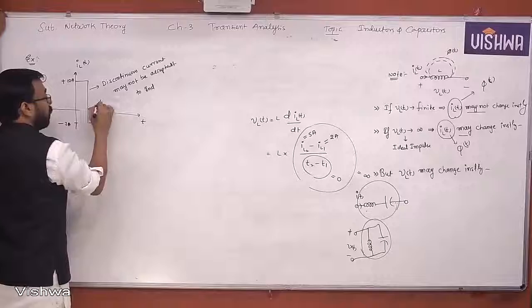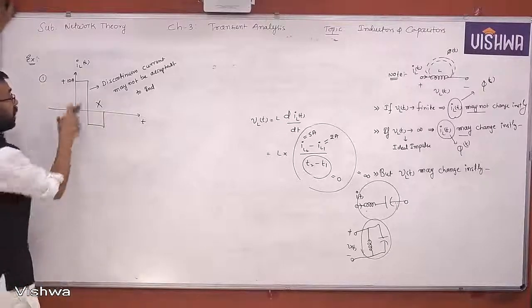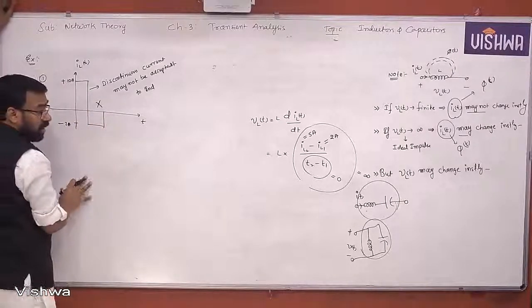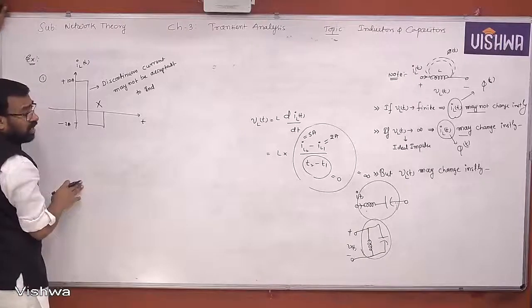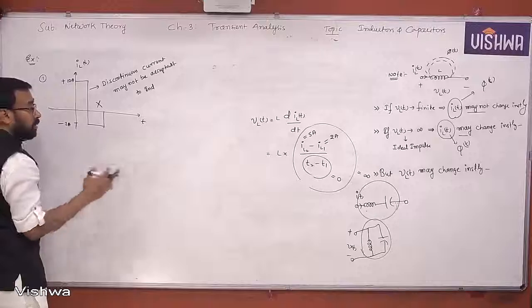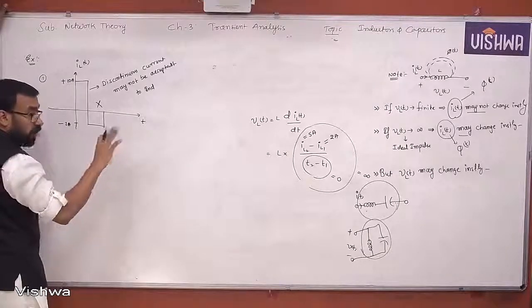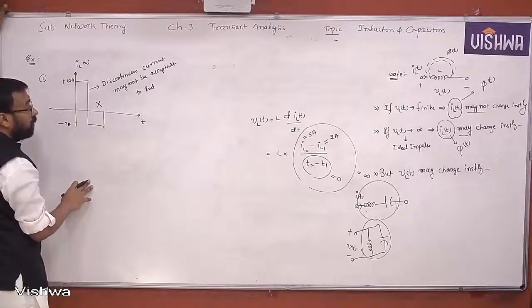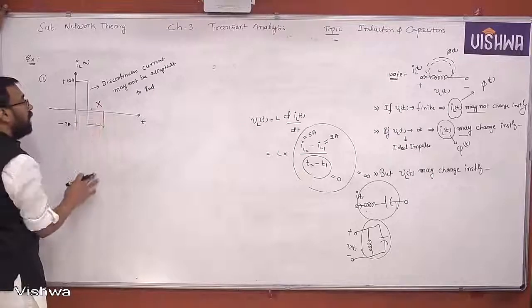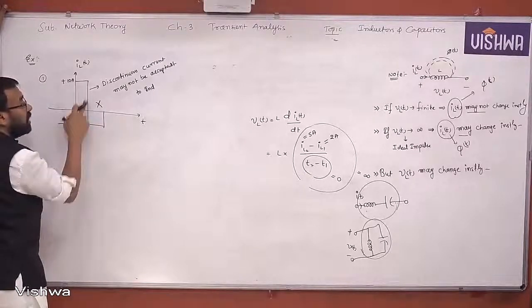Therefore, cross. Yes or no, all of you? Current through the inductor may not change instantaneously. He did not mention whether the inductor is experiencing finite voltage or infinite voltage. By default, I told you, you must always take finite only. Yes or no, all of you? Therefore, may not be acceptable because here the current is changing instantaneously.